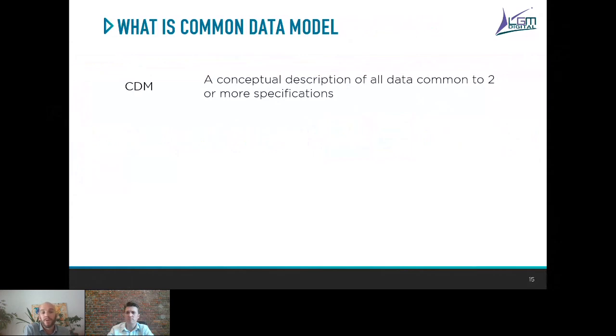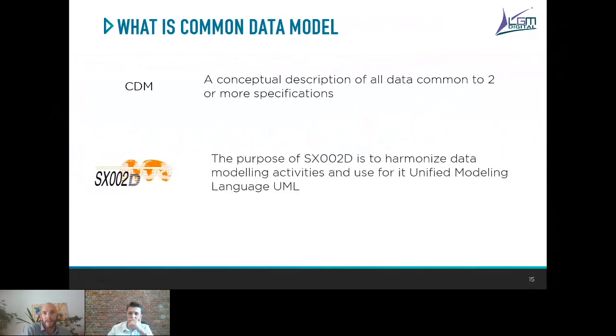For example, the configuration management is used in S3000L and also in S6000T, so you will find the description in SX001I, SX002D for SU. Then the purpose of SX002D is to harmonize data modeling and activities, and it uses for this UML, the Unified Modeling Language. We will see an example after.